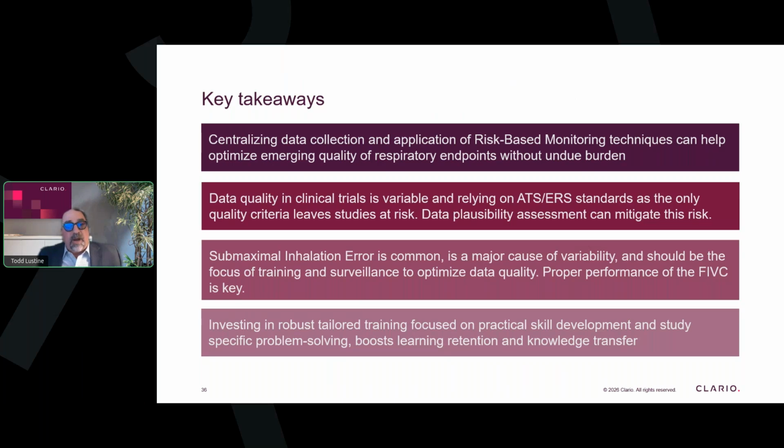Submaximal inhalation error is common. It's a major cause of variability and should be the focus of training and surveillance to optimize data quality. Proper performance of that phase 4, the FIVC, is key.